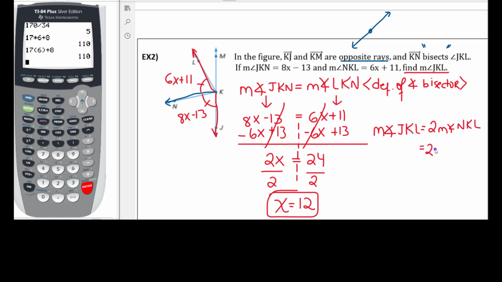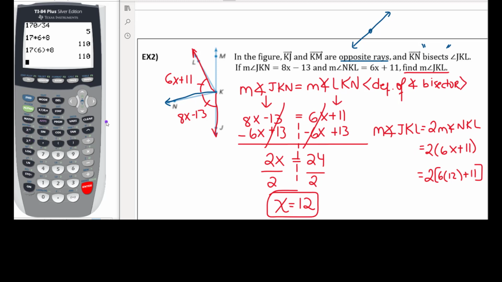And basically that's saying 2 times 6x plus 11. So that means I'm going to do 2 bracket 6 parentheses, the x we found to be 12, plus 11. Okay. And there we go.